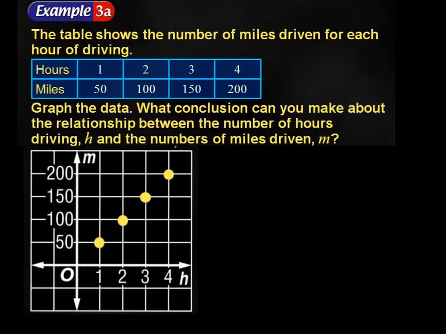And what conclusion can you make about the relation between the number of hours driving and the number of miles driven? Well, it sure looks like it is a linear equation. It's going up. Every time we drive another hour, we drive another 50 miles in distance. So if we go up 50, it'll make us go over 1 hour. 1 more hour of driving, 50 more miles.